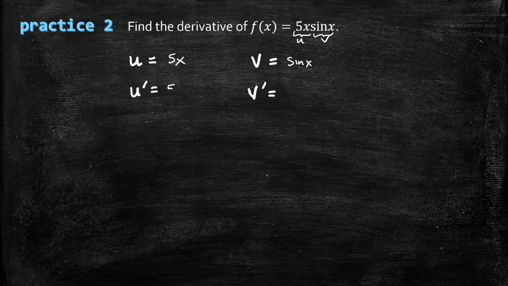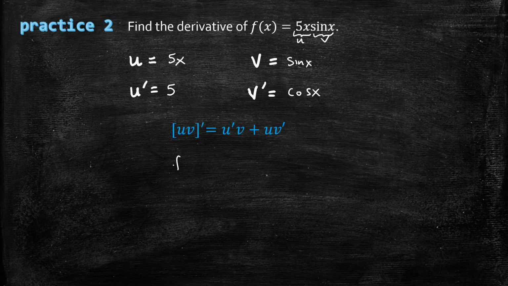The derivative of 5x is 5. The derivative of sine is cosine x. Call up the product rule. Notice I've left out the little multiplication symbols. Before I had them there, now I don't, because as you write the product rule over and over again, it's nice to condense it as much as possible.